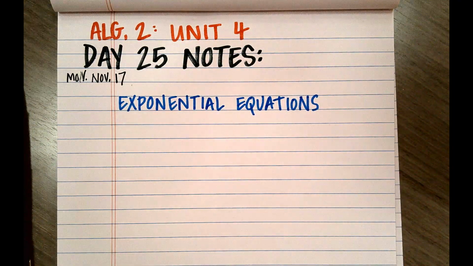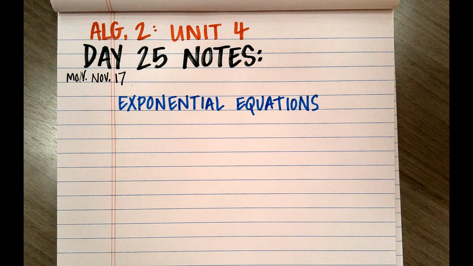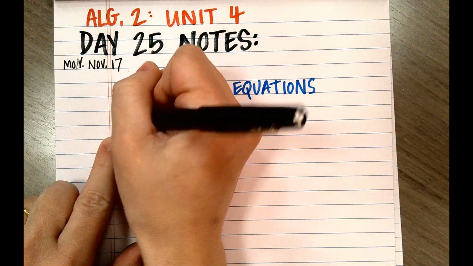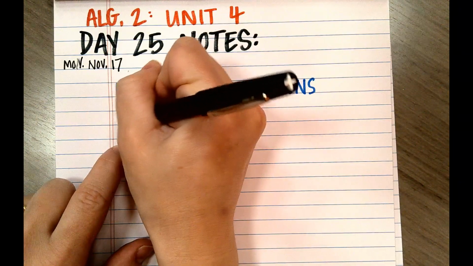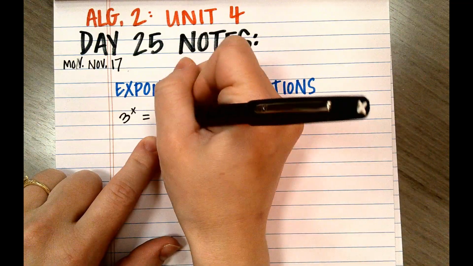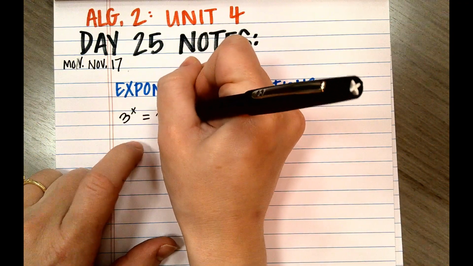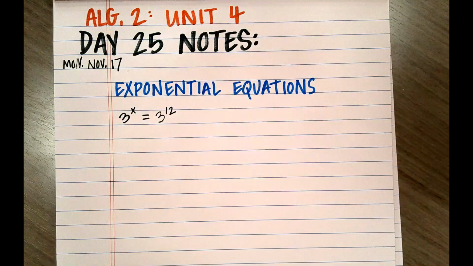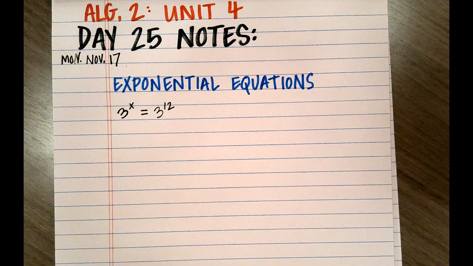Okay. And last week we solved exponential equations where we did something with bases. So I'm going to give an example here. I have 3 to the x power equals 3 to the 12th power. To solve this, what are we looking at and what do we do? The bases match, so you'll cancel them out. X equals 12. Good.